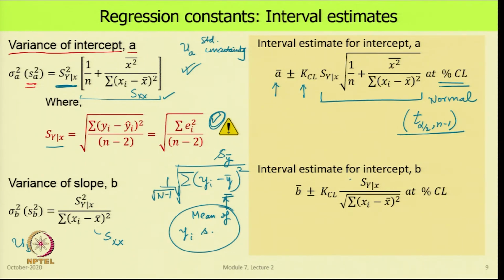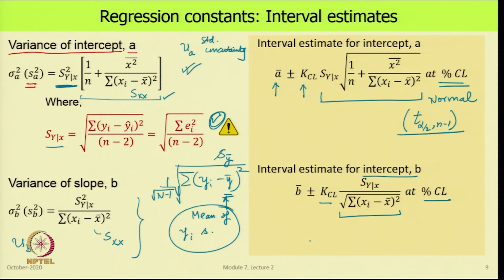And then we can write the interval estimate for the intercept, which is coming from this expression here, B bar plus minus K CL square root of everything that we had over there, S y x upon summation x i minus x bar square, and this is at a certain confidence level CL. So, we got the expressions that we set out to get.